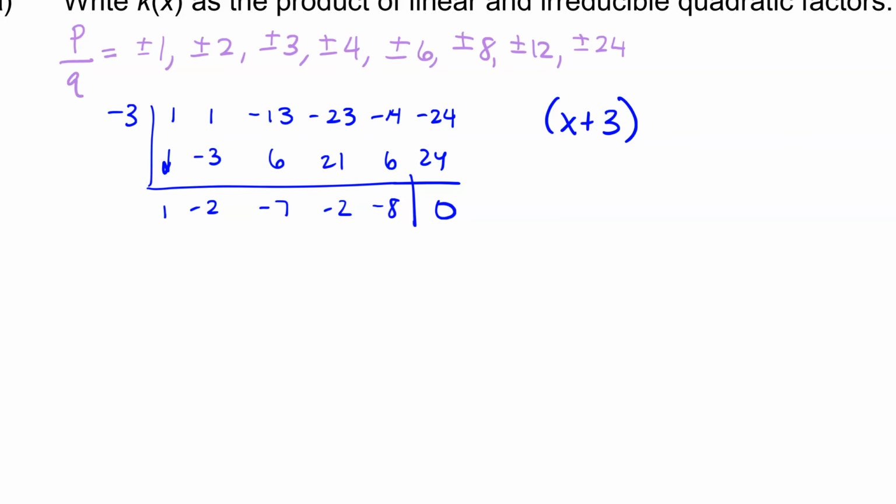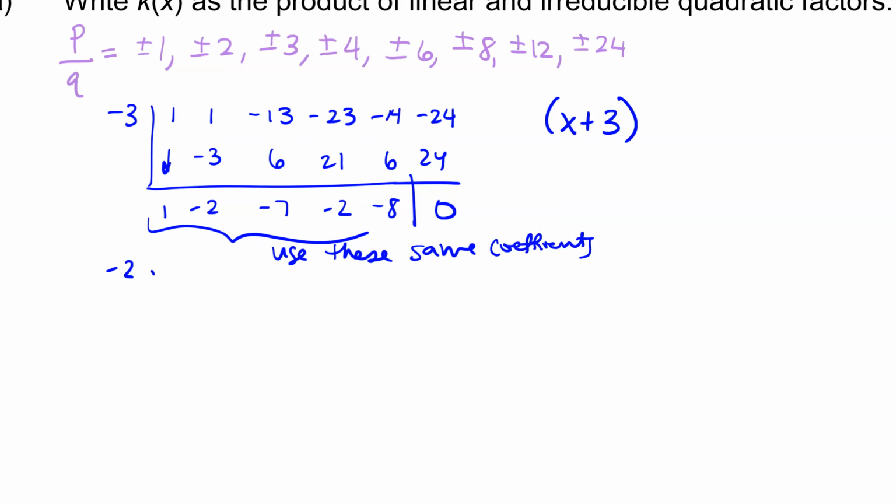So when we do synthetic now, do we use that bottom? Yes, use these same coefficients.